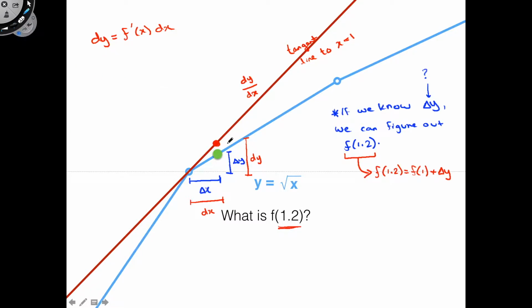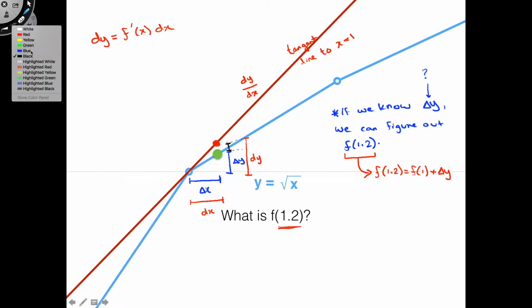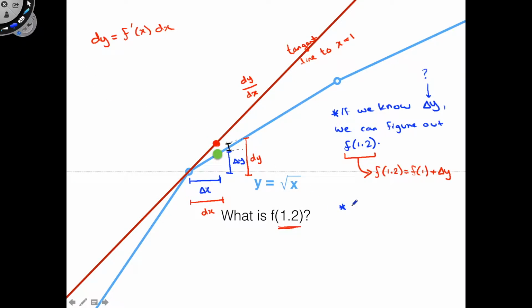Now here's the thing. Let's use a different color. Notice how close dy and delta y are. There's a very small margin of error between those two. There's a margin of error for sure, but it's really small. Okay, so therefore, what we're going to say is, and this is going to be huge, for points close to x equals 1, we can say that dy is just about equal to delta y.